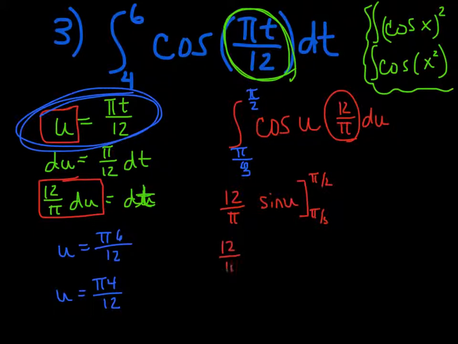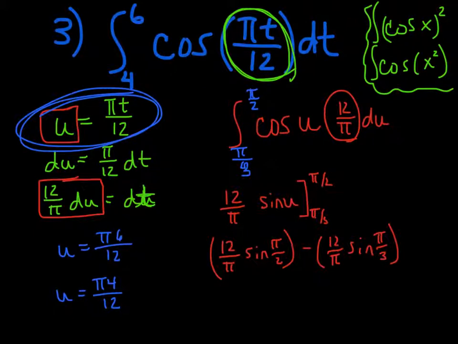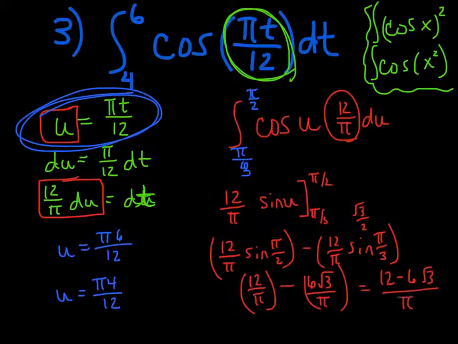So I have 12 over pi sine of pi over 2 minus 12 over pi sine of pi over 3. Okay, well, sine of pi over 2, that's sine of 90 degrees, and that's just 1. So this is just 12 over pi minus, this would be 12 over pi times sine of pi over 3, which sine of pi over 3 is radical 3 over 2. And so we're looking at 12 radical 3 divided by 2 pi, or the 2 would cancel into the pi, so I'd have 6 radical 3 over pi. Okay, so my very last step is just to combine the numerators there, and I'd get 12 minus 6 radical 3 all over pi.